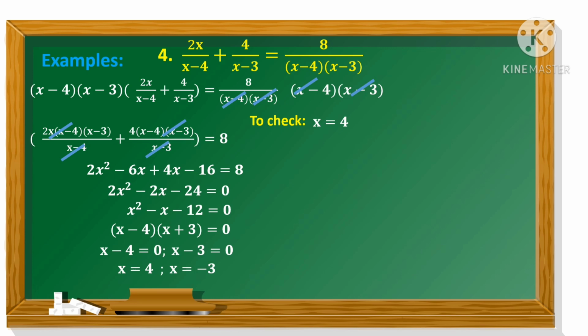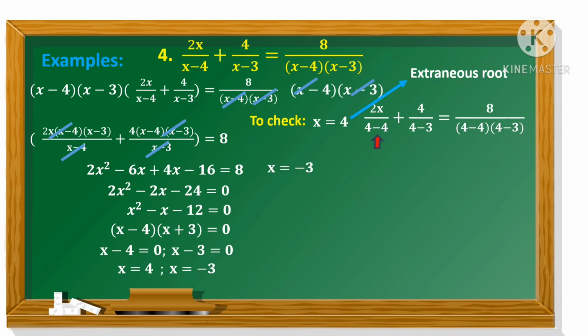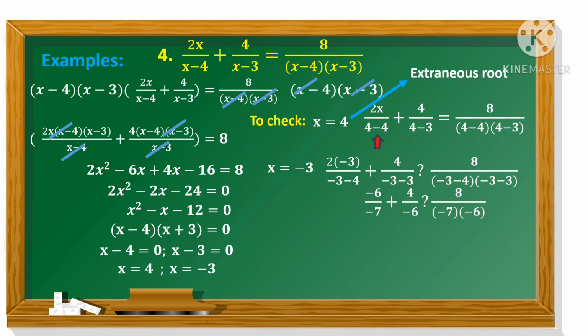Then we verify to check if 4 is a solution of the given equation. But after we substitute, we found out this one, 4 minus 4, it becomes 0. If 0 is the denominator, it becomes undefined. So therefore, 4 is not a solution of the given equation. So this positive 4 is what we call an extraneous root. How about if x is negative 3? We substitute. There is no 0 in the denominator. So let us continue to simplify.